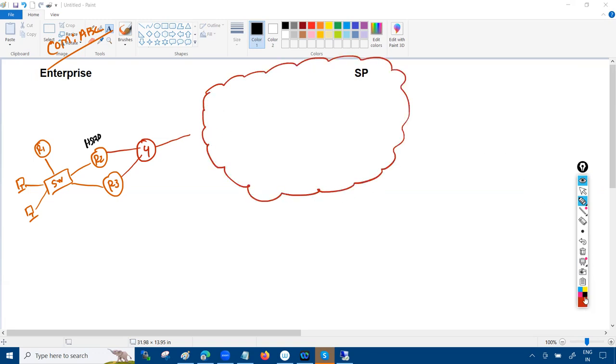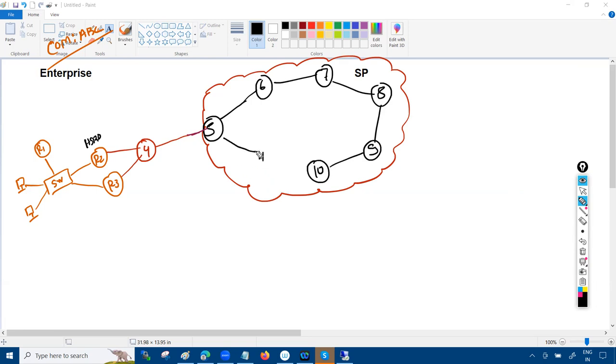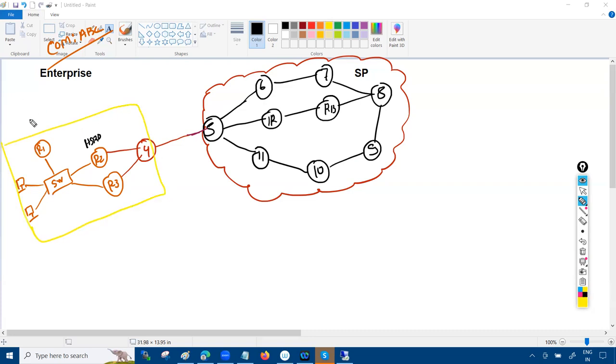In this service provider, this router is going to connect with router number 5. Then from router 5 we have router 6 in my service provider network, then router 7, router 8, router 9, router 10, and router 11. In the core, we also have router 12 and router 13. Now, this is one branch office in one location. Assume that it is in Mumbai.